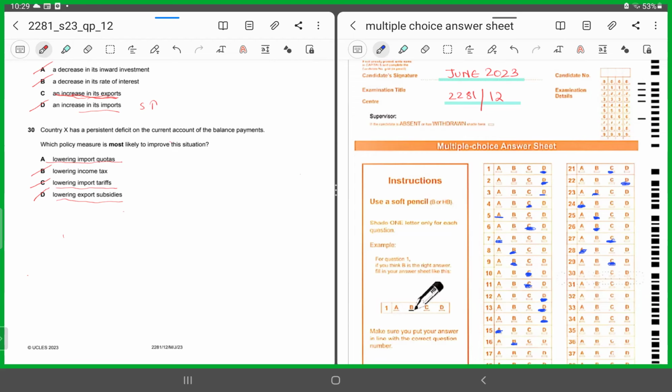So quotas were what? Imposing limits on items. Now you are allowing fewer items into your country, so you would improve the balance of payment situation, right? Either the deficit would reduce or it could go into a favorable scenario. In either situation, the correct option is A, lowering import quotas. It means fewer goods or services would now be allowed into the country. I hope it's now clear. 30 has to be A.